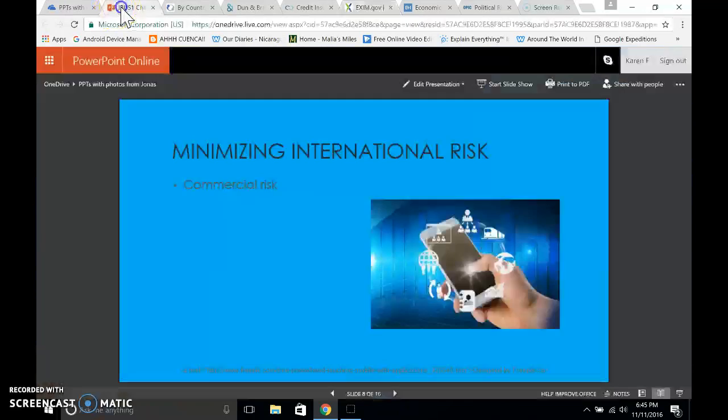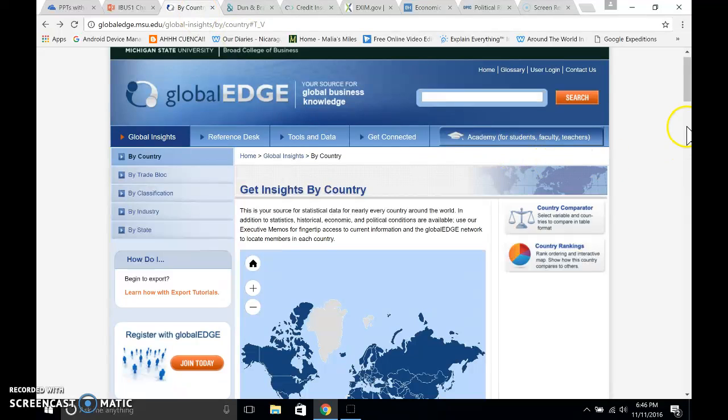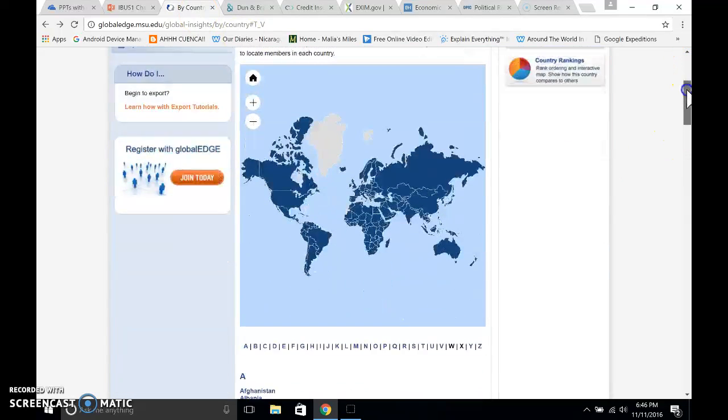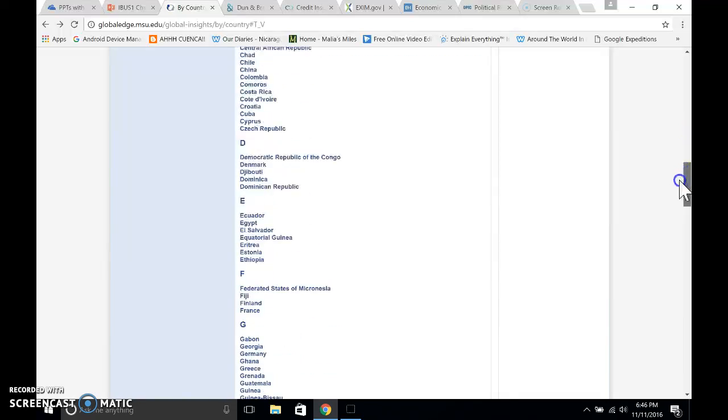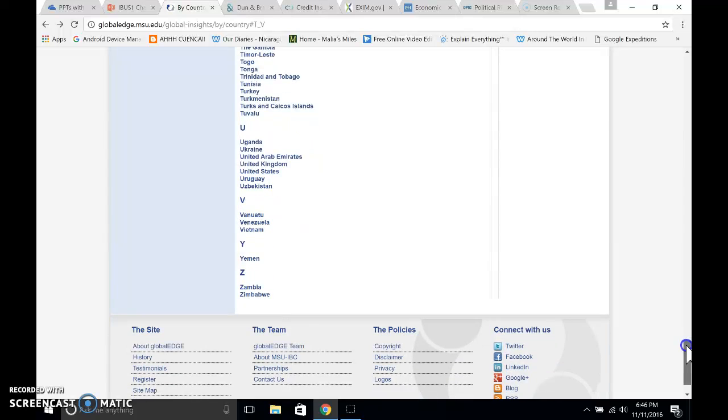All right, moving onward. Let's look at minimizing political risk. Similar to the commercial risk that we just talked about, one of the first things to look at is understanding what level of political risk you face in a given country. And for that, there are a couple of really good resources. One is Global Edge. And since we talked about Venezuela before, let's take a look at Venezuela to see how they are ranked by Global Edge in terms of political risk.